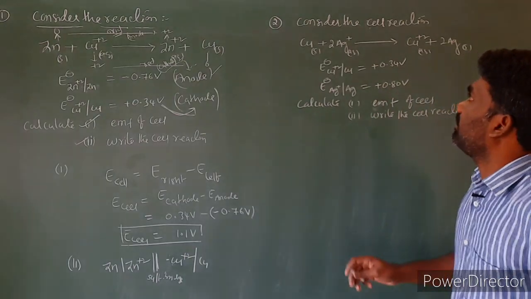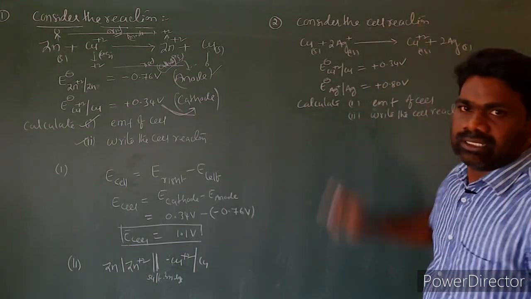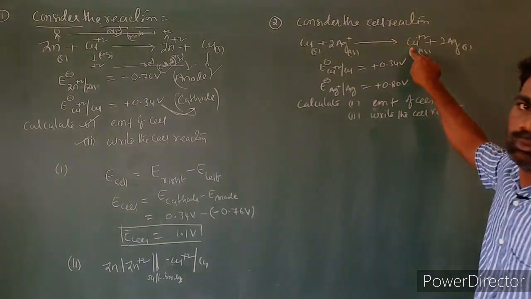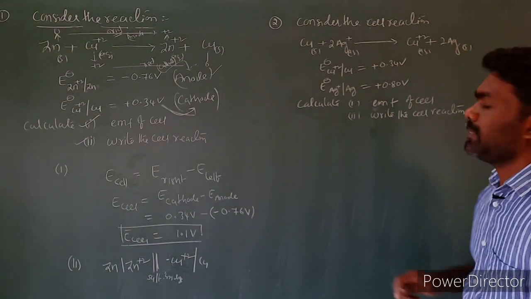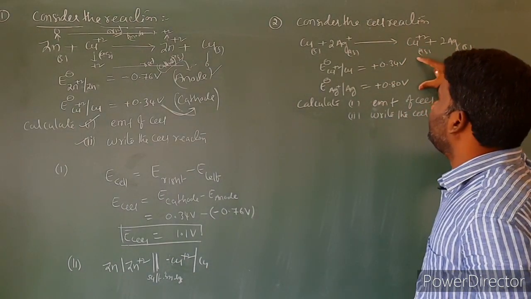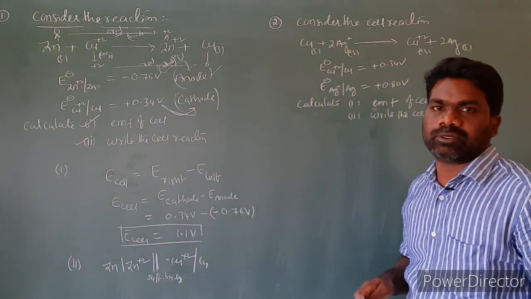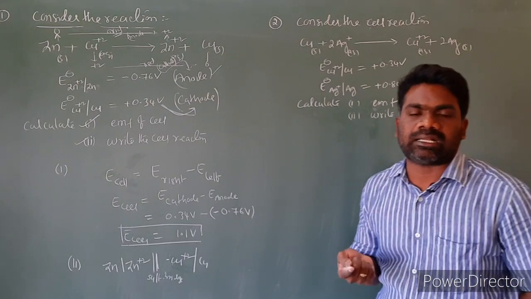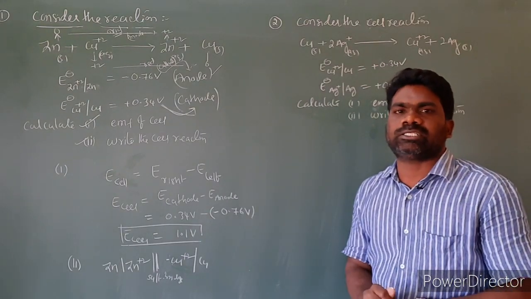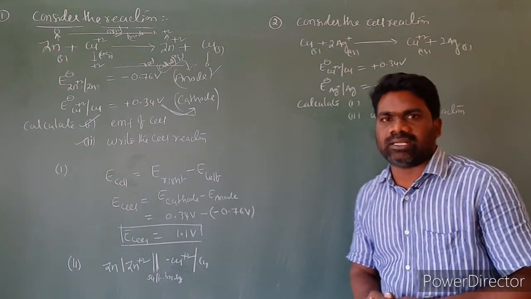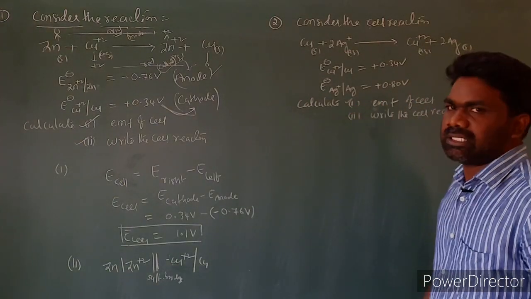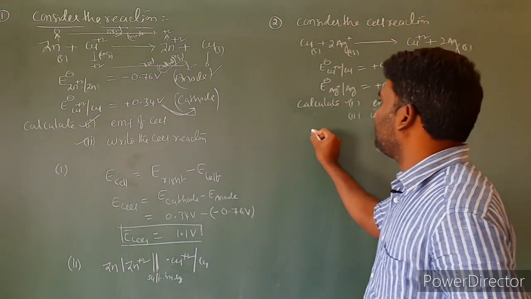Now coming to this problem. Consider the cell reaction: Cu plus 2 Ag plus goes to Cu plus 2 plus 2 Ag. And here also the standard electrode potentials, nothing but reduction potentials, are given. The standard reduction potential is also called the standard electrode potential. Then the question asks for the EMF of the cell. So what is the formula to calculate the EMF of the cell?